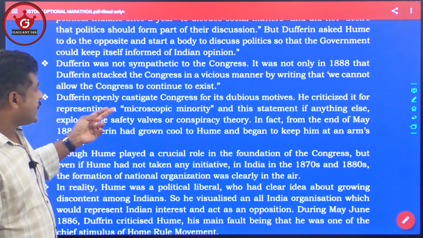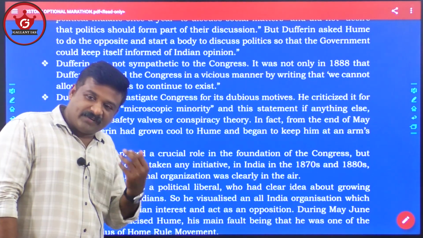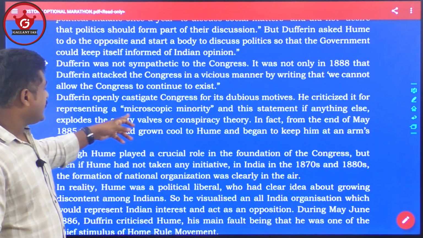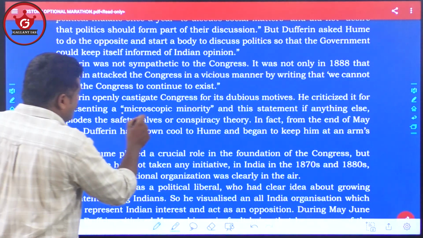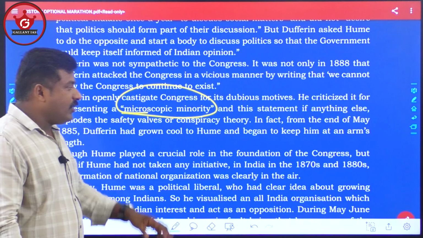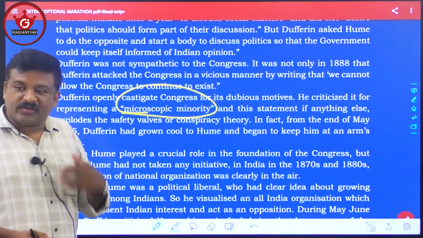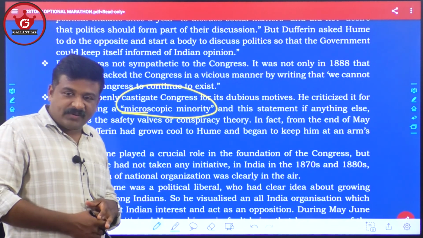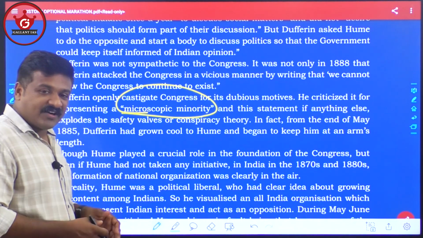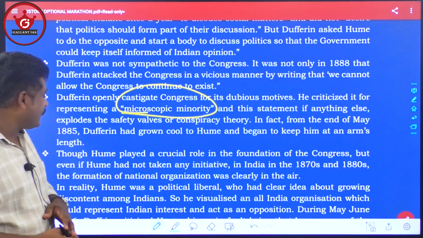By 1885, his idea was that we cannot allow the Congress to continue to exist. So right from the beginning, he showed signs of intolerance toward the Congress. He said it is the microscopic minority of the population. All these points give you an idea that the Congress formation was not according to the safety valve thesis. Right from the beginning, Dufferin expressed his disgust with the INC formation.